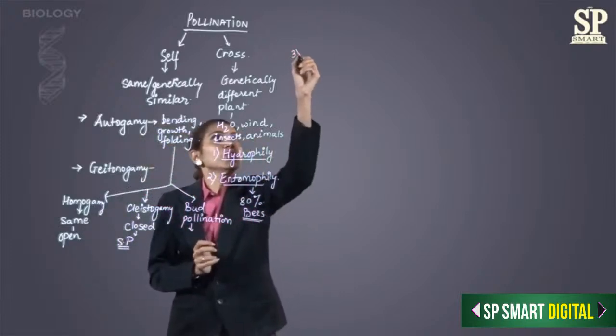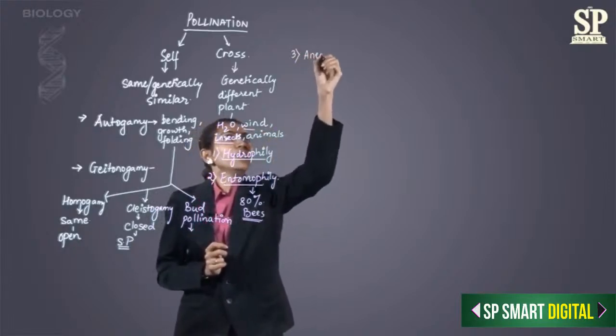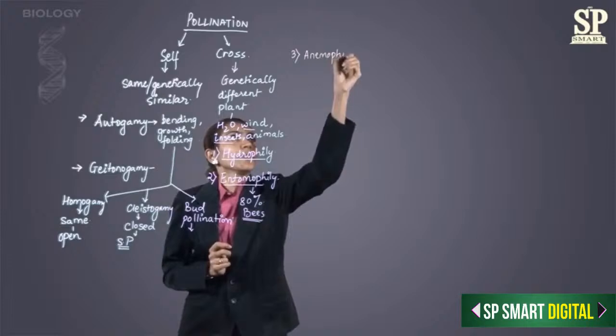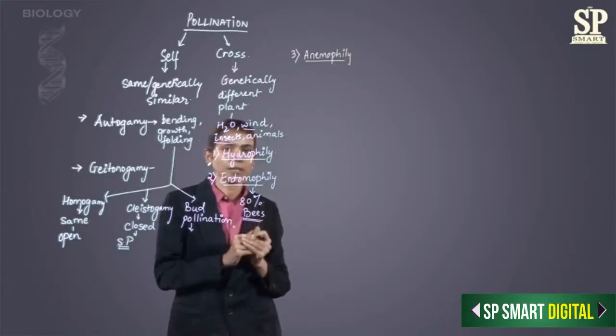Third, let's go to pollination carried out by the wind. That is called anemophily. These flowers will be called anemophilous flowers.